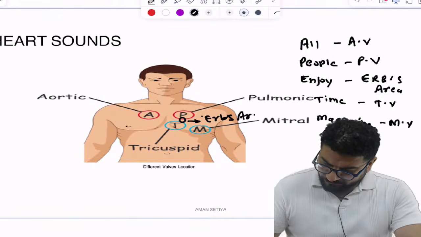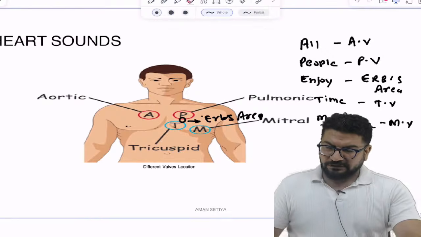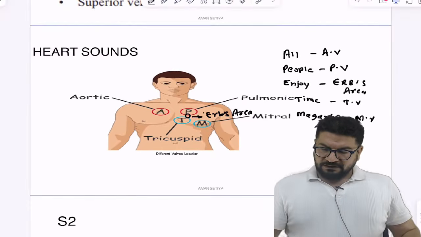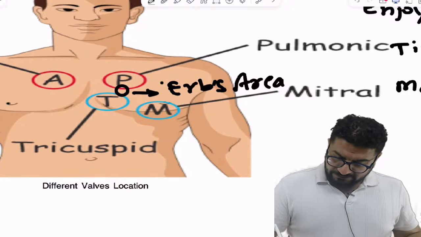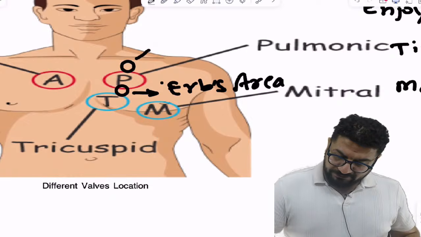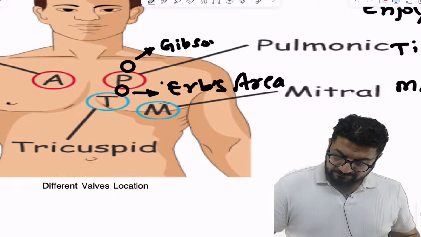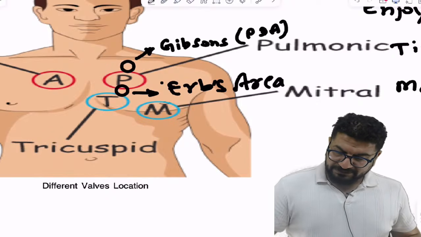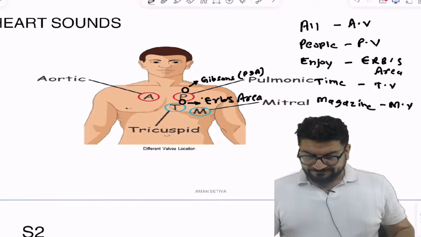Sometimes this picture comes in the exam, they ask you to locate these valves. So what is the location of each of these valves? Just remember one more area you can see here in the first intercostal space. There is one area here also. Here you will find machinery murmur of PDA. This area is called Gibson's area. And in Gibson's area, which murmur is there? You will find PDA murmur, patent ductus arteriosus.